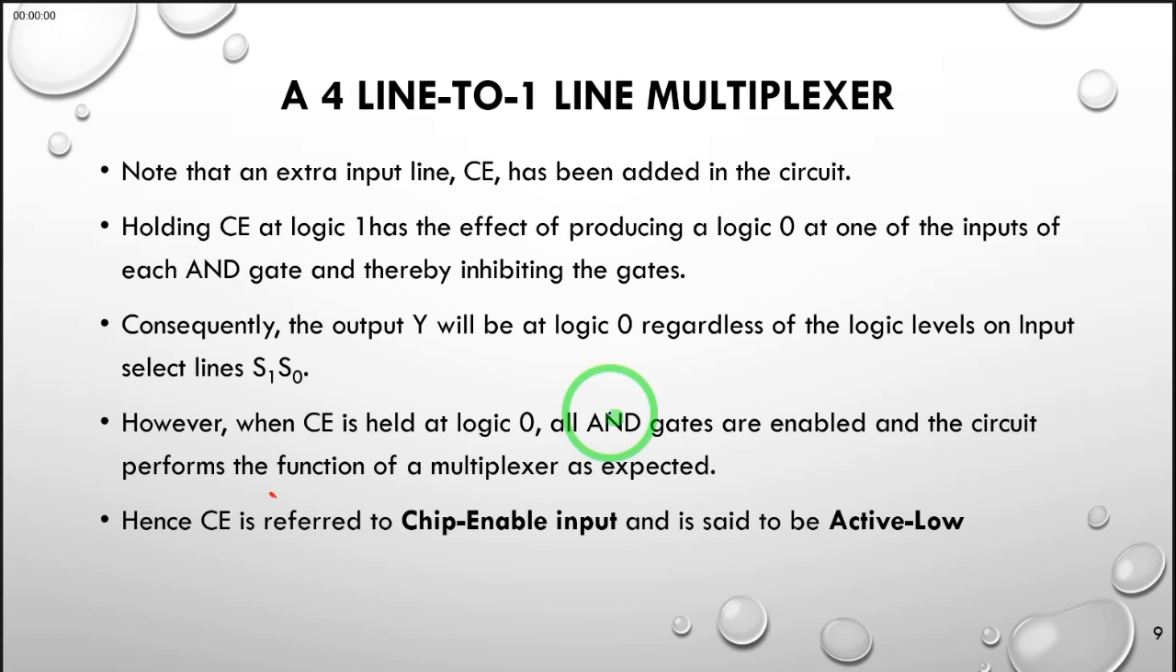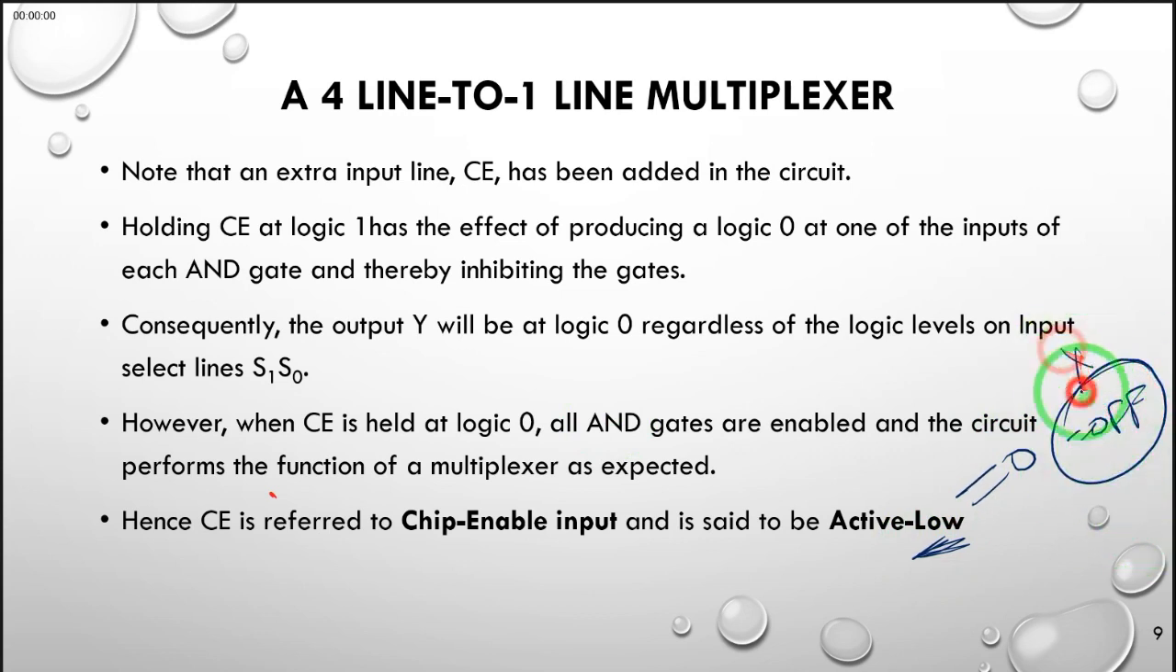So CE is referred to as the chip enable input, and it is active low. And active low means that it will send an active signal, or will turn our multiplexer on, when it has received a low input. A low means 0 or off. Of course, off may be a bit ambiguous, but when we use state 0 for the input, then we are saying that when we set a 0, our chip enable will be active, meaning that our multiplexer will be turned on.